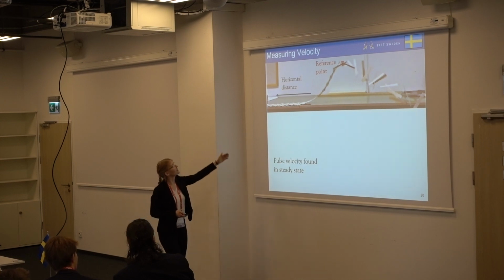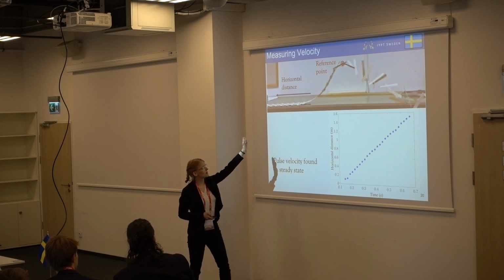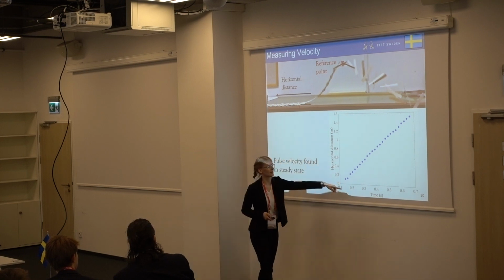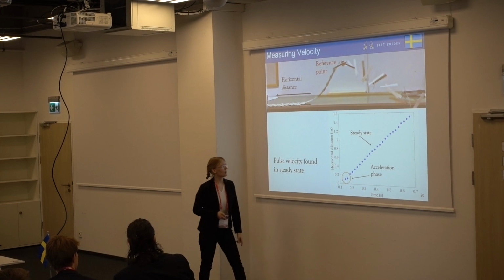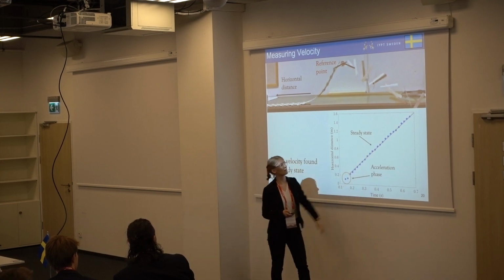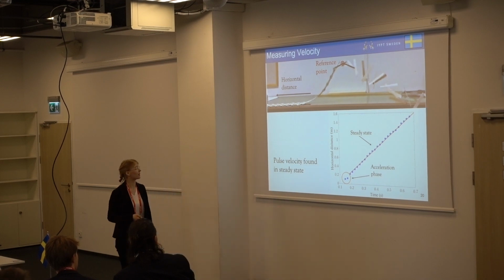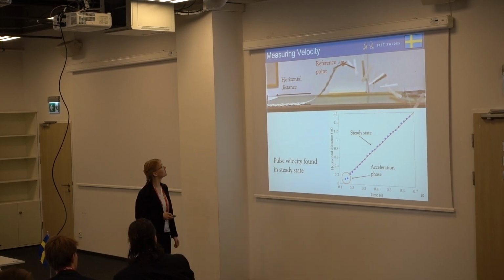Next, we looked at how you can measure velocity. So here you have the same reference point, but instead you graph horizontal distance against time. Here you can see a short acceleration phase followed by steady state, where you have constant velocity. And we look at the slope in order to find the velocity of the wave.